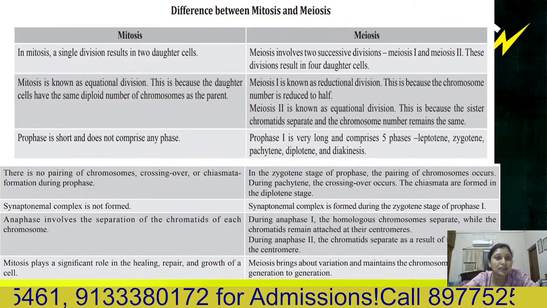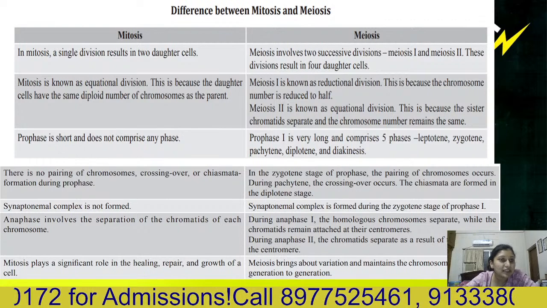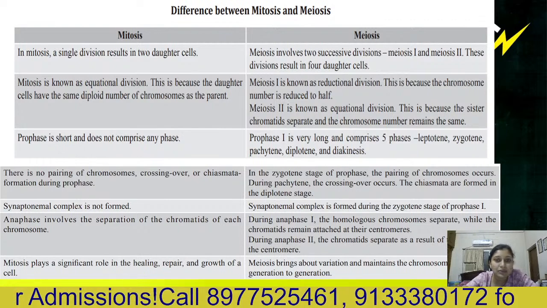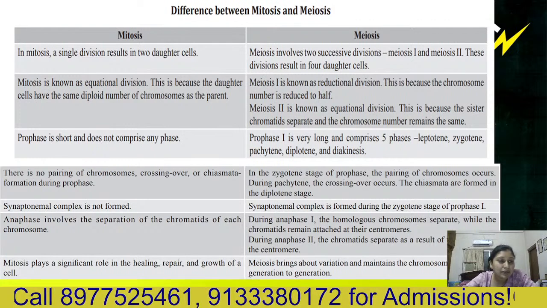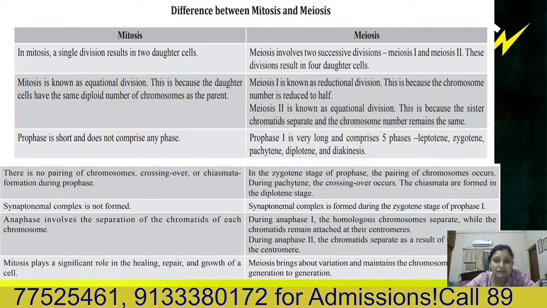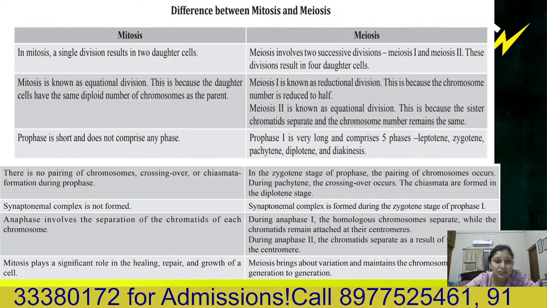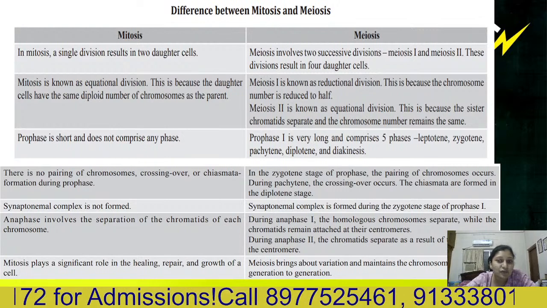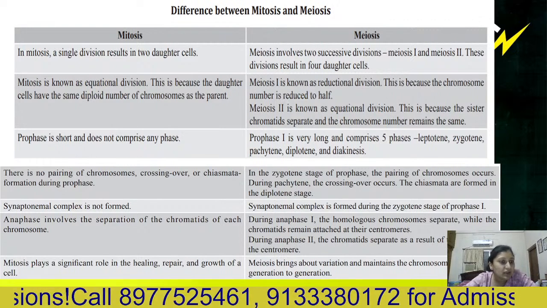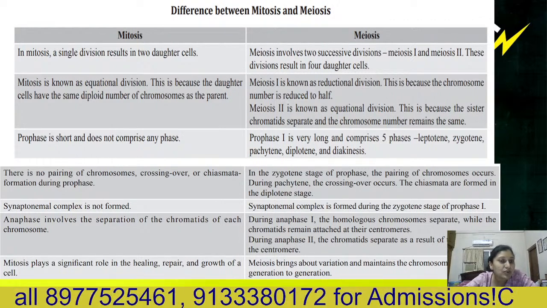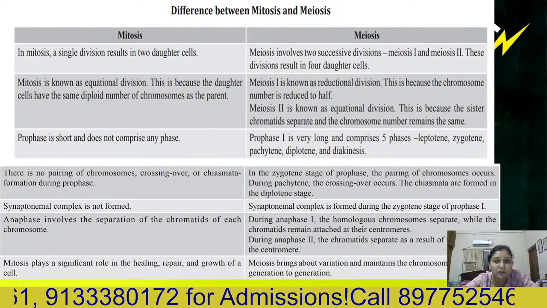You can look into the difference between mitosis and meiosis. In mitosis, a single division results in 2 daughter cells. Meiosis requires divisions 1 and 2, which form 4 daughter cells. Mitosis is known as equational division. This is reductional division. Prophase is short in mitosis and does not comprise any different phases. In prophase 1 of meiosis, it has 5 different phases. There is no pairing of chromosomes, crossing over or chiasma formation in mitosis. All these things occur in prophase 1 of meiosis.